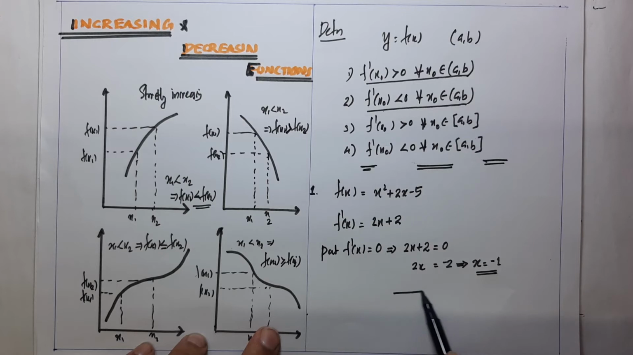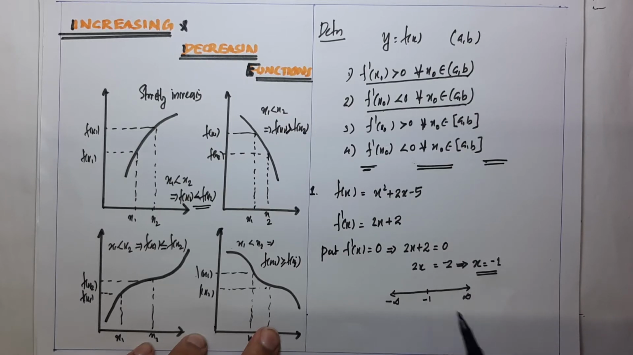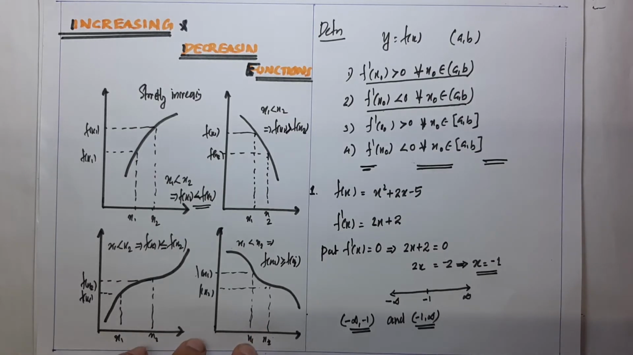Now we form a real line. This is minus infinity and here is plus infinity. We put x is equal to minus 1 here. Therefore we get two parts, that means two intervals. Our first interval is minus infinity to minus 1, and our second interval is minus 1 to plus infinity. Okay, we get two intervals. Now we check which interval the function is increasing and which interval the function is decreasing.